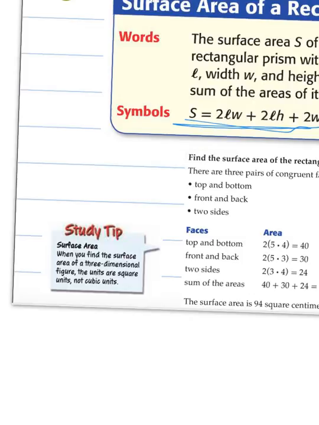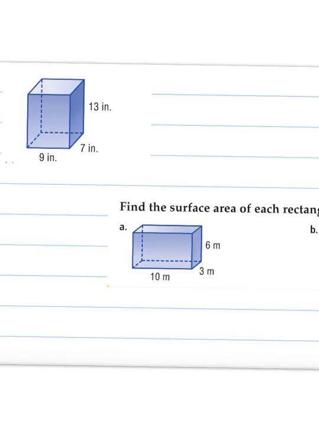Which is this little study tip here. Just note that when you find the surface area, it's square units. Volume was cubic units, but since we're talking area, it's just squared. So let's take a look at what that would actually look like with this shape, and then we'll have some for you to try on your own.